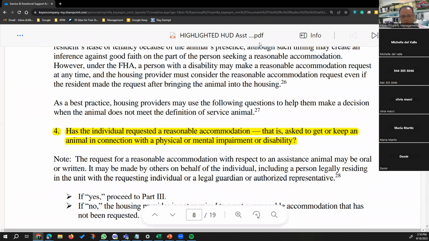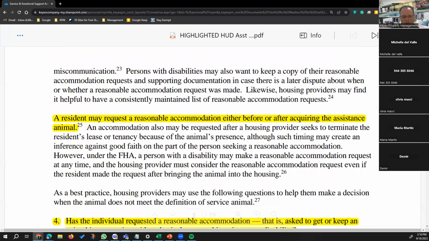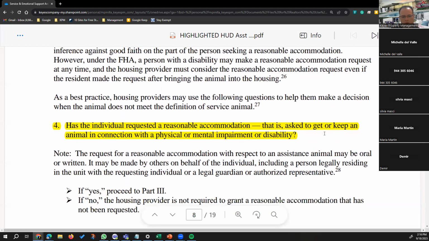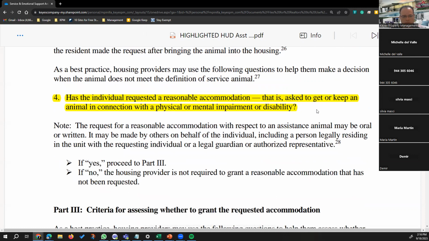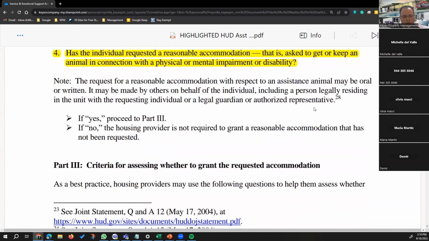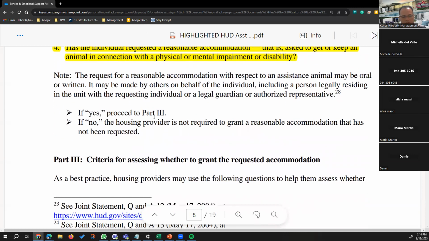If you had all no's up here, right? If you had no's at the top, then you come down to number 4, and then you can ask this question. Okay. If yes, if it is a mental impairment or disability, then you need to go to number 3. If it's a no, the housing provider is not required to grant a reasonable accommodation. So here very clearly, if we go through number 1 and it's not a dog and now it's a cat, they don't have to provide it. Okay.